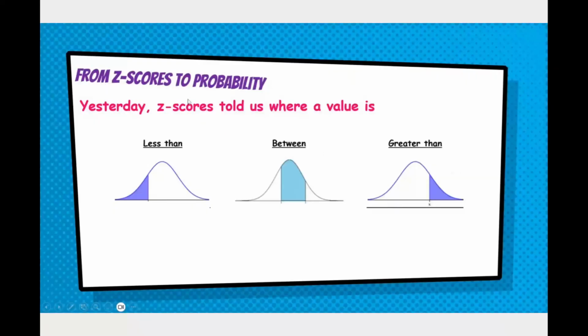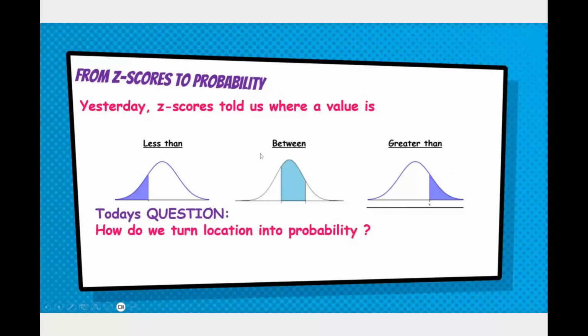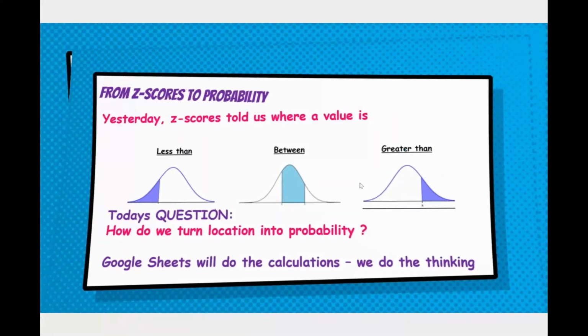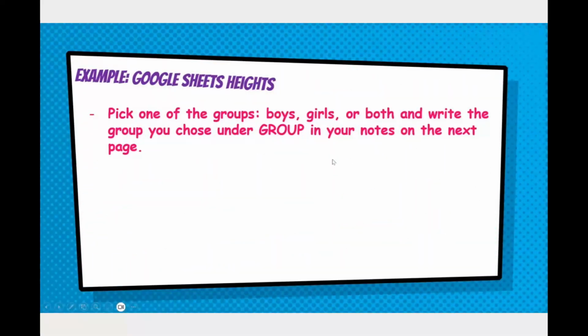So from z-scores to probability: yesterday z-scores told us where a value is. Today's question is, how do we turn location into probability? Google Sheets will do the calculation while we do the thinking. So in Google Sheets, you're going to pick one of the groups. You don't have to do all three, just one of the groups. If you're a boy, probably choose boy; girl, girl. But this is your final component. This will also be done on a sheet of paper.